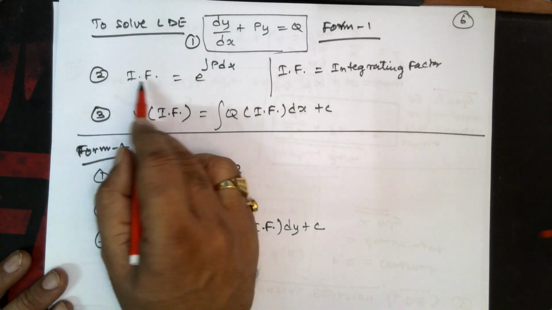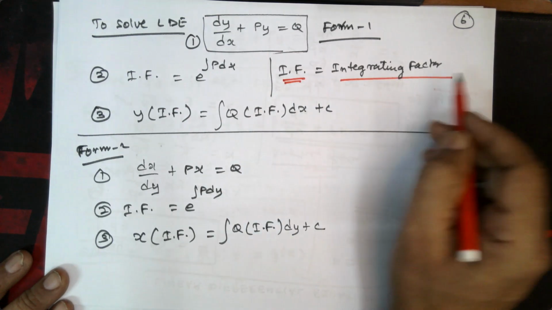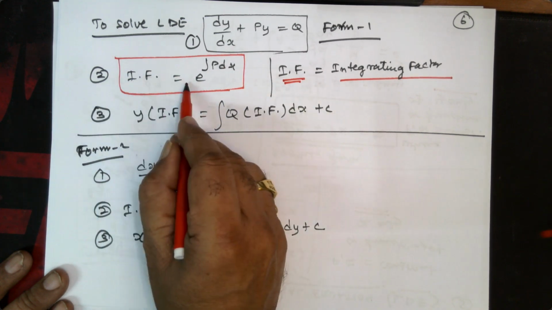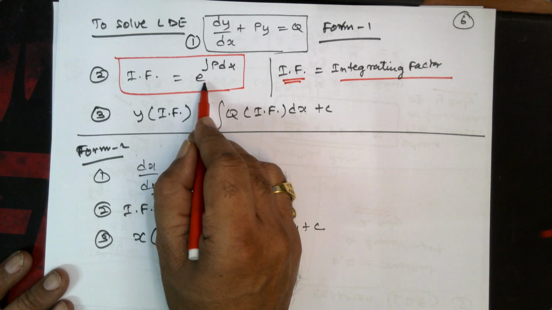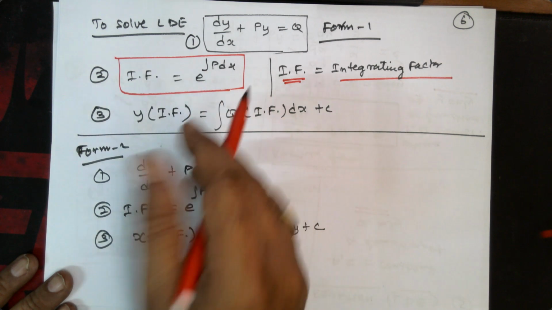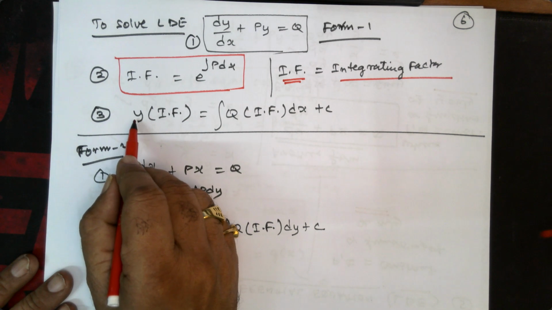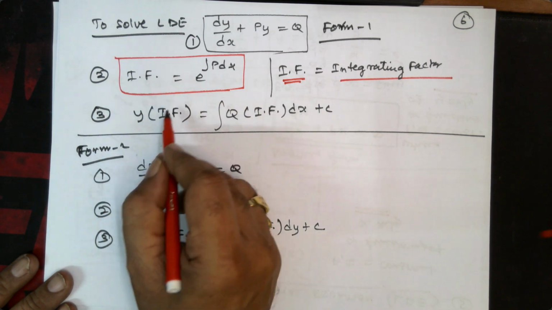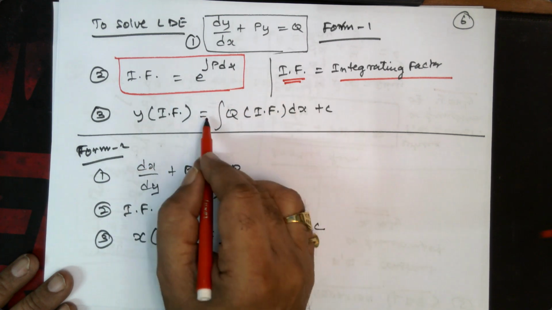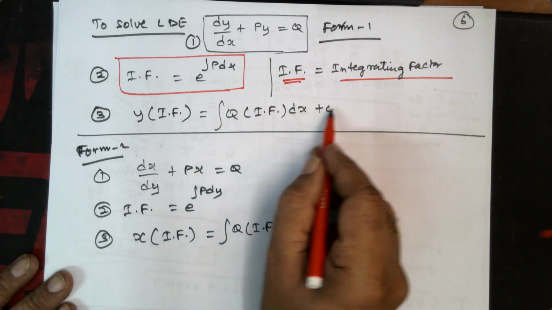Second, you have to determine the integrating factor. So IF means integrating factor. The integrating factor is nothing but IF is equal to e power integral p dx. Is it clear? Right. Now the solution can be approached like this, forming this type of equation: y into IF, which is nothing but y into e power integral p dx, is equal to integral q into IF dx plus c.